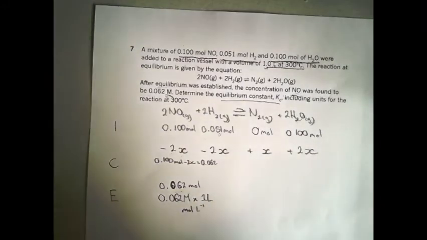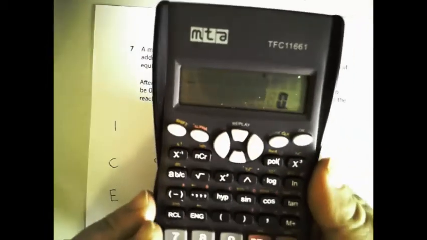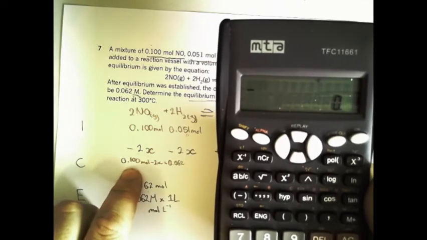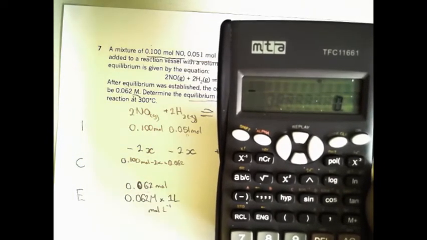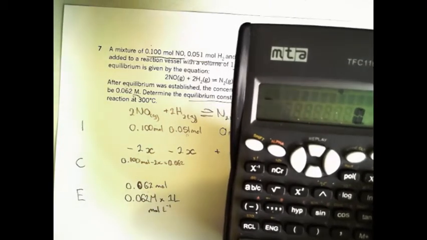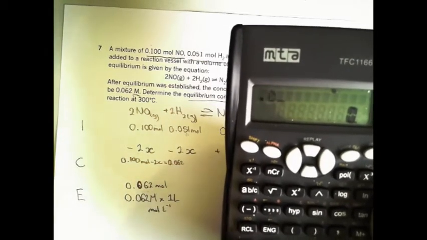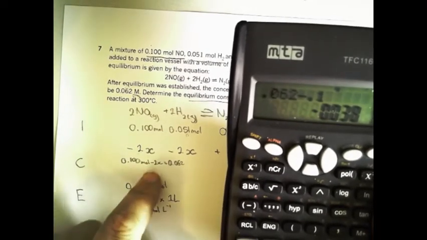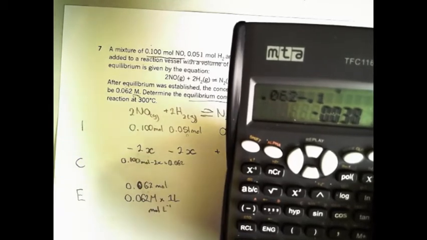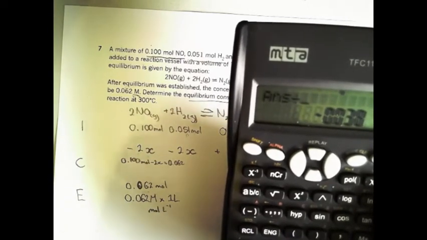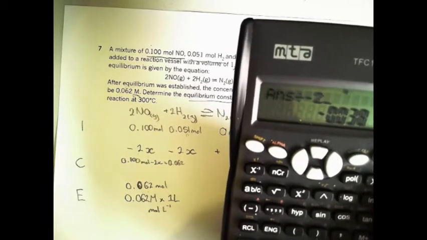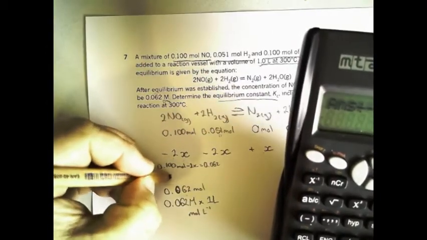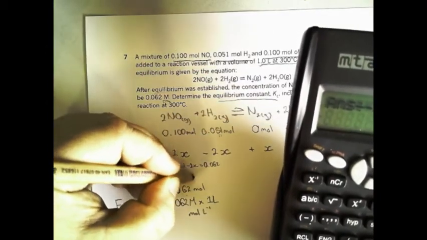using our calculator here, we can minus both sides by 0.1, so it's 0.062 minus 0.1, and then divide by minus 2. We end up with x equaling 0.019.